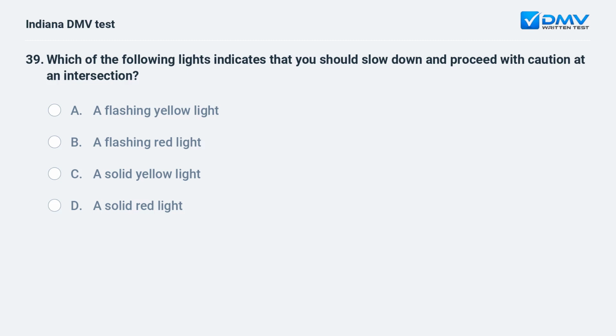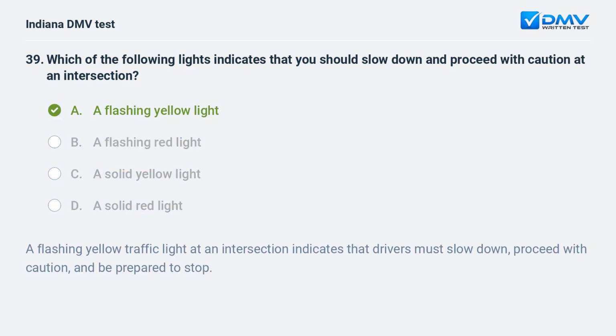Which of the following lights indicates that you should slow down and proceed with caution at an intersection? A. A flashing yellow light. B. A flashing red light. C. A solid yellow light. D. A solid red light. A. A flashing yellow light.